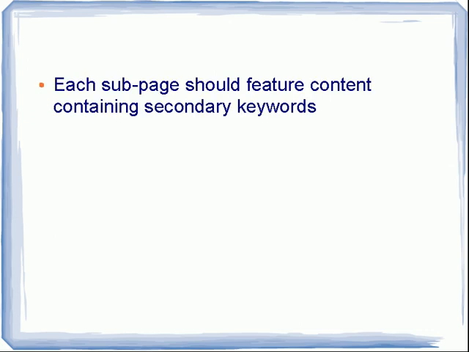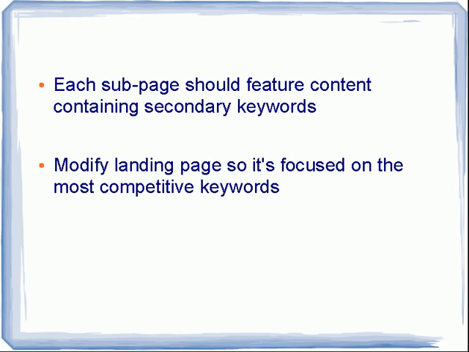Each subpage would feature additional content utilizing my list of secondary, that's long tail keyword phrases, so that I could rank for various keywords and generate different AdSense ads for each topic that I'm covering. I would later modify my main landing page so that it's heavily focused on the most competitive keyword phrases once my website has begun to generate traffic. These are the ones that are far more likely to generate higher click-through rates for my AdSense ads.